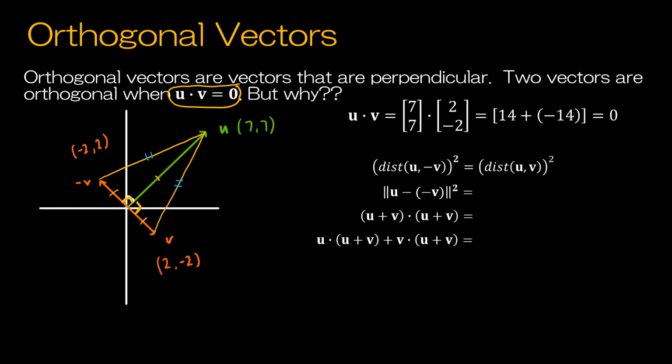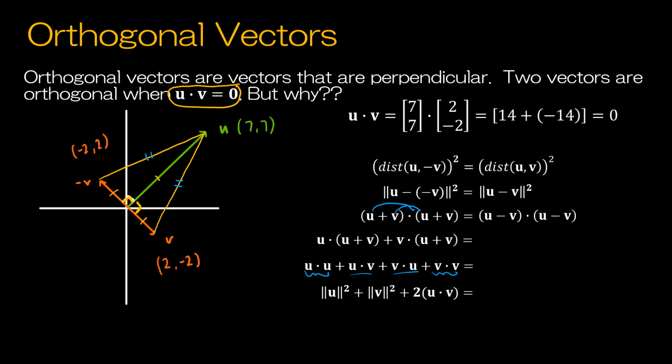So I used the distributive property to say u times that sum, and then v times that sum, and then I distribute it again. So I'm just using those properties. And that gave me the norm of u squared, the norm of v squared, and then I've got two of these that are the same. So simplifying, I get the norm of u squared plus the norm of v squared plus 2 times the dot product u dot v.